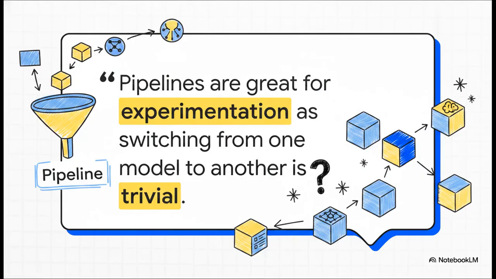There's this fantastic quote right from the documentation that hits the nail on the head. Pipelines are great for experimentation as switching from one model to another is trivial. And it's so true. Because the pipeline takes care of the nasty plumbing, you can spend your time hanging out on the Hugging Face hub, swapping out models, and finding the absolute best accuracy for your specific use case.